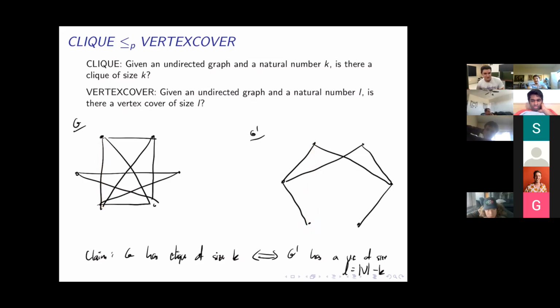And so this process, you can see how it generalizes. This will work for any undirected graph. You produce its complement. Its complement will have a vertex cover of size V minus K if and only if the original had a clique of size K. And that is the reduction from clique to vertex cover. Questions about this reduction? Okay, cool.